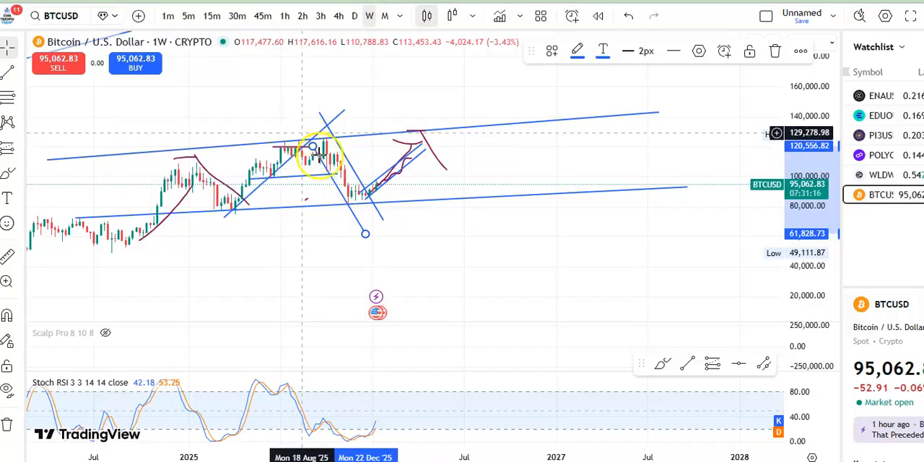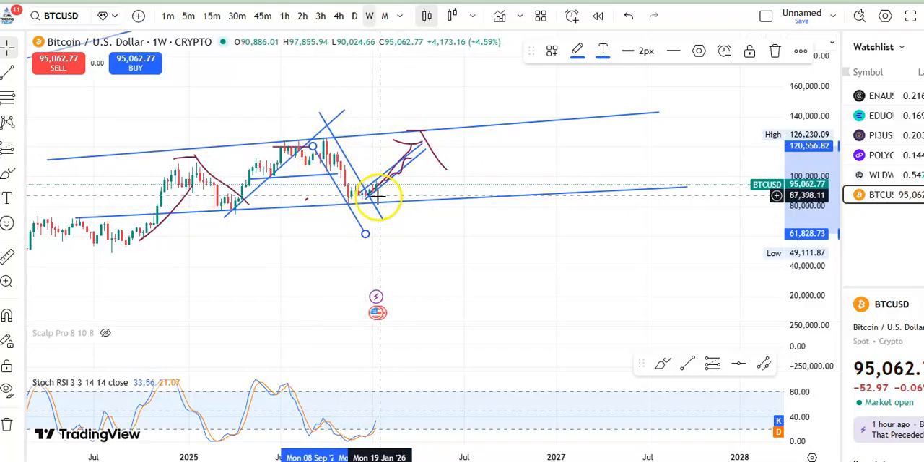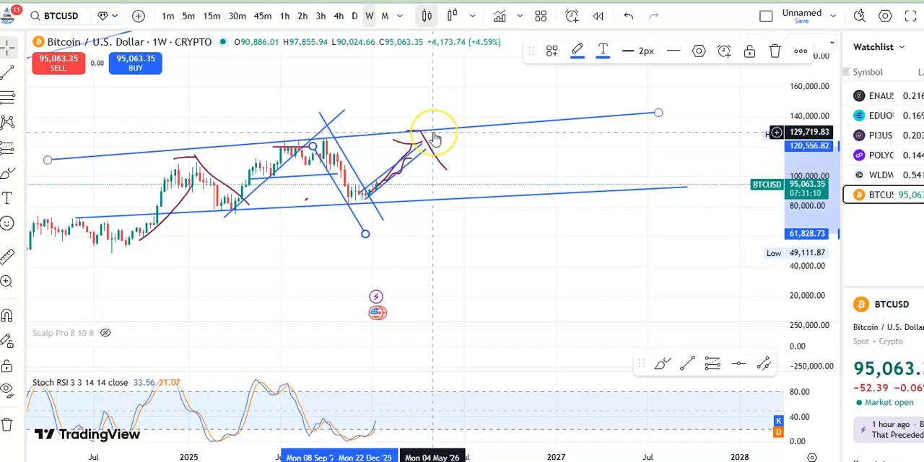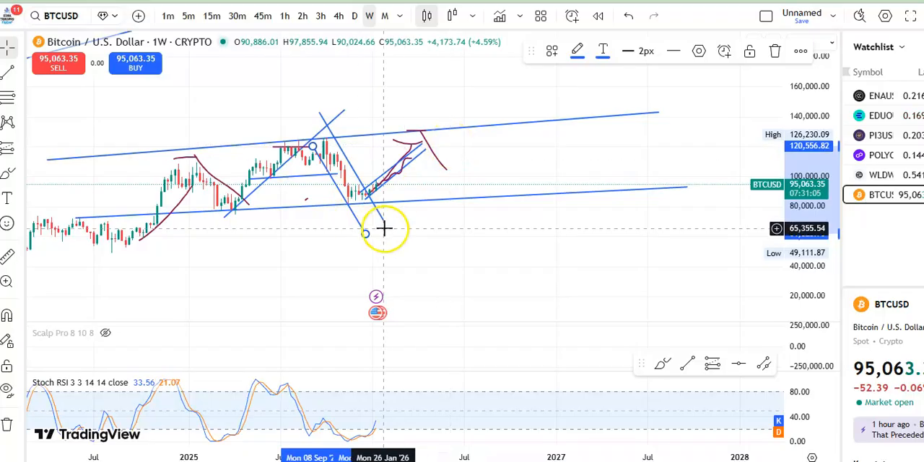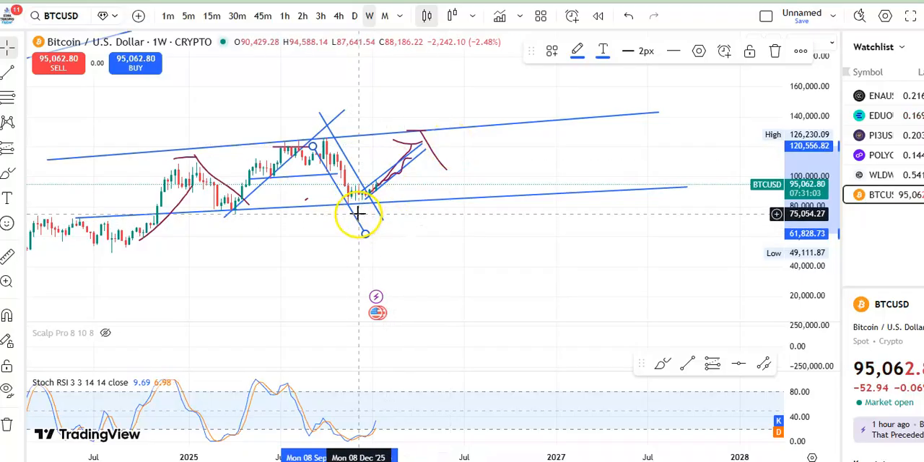Previously the downtrend was going on, and now the bulls are active and pushing the price up. Okay, so this is about the BTC coin. Now we'll go to the chart of Polygon. So we'll move to that.